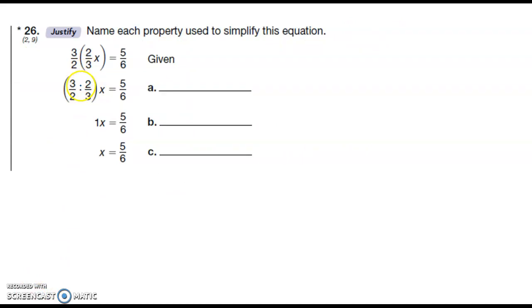Okay, 26. Name each property used to simplify this equation. Okay, so this is my given. I have 3 over 2 times 2 over 3x is equal to 5, 6. I've changed from given to a, I've changed a parentheses. Parentheses are associative property, and since it's multiplication, it will be of multiplication. Okay, and then 3 over 2 times 2 over 3, this is the inverse property, okay, because those are reciprocals of one another.